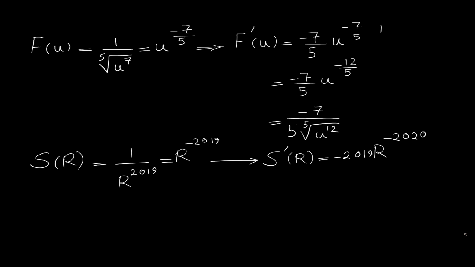And finally, because the power of r is negative, it's a good idea to bring r again back to the denominator. So s prime of r is negative 2019 all over r to the 2020. We bring r to the negative 2020 to the denominator, and so the power becomes positive.